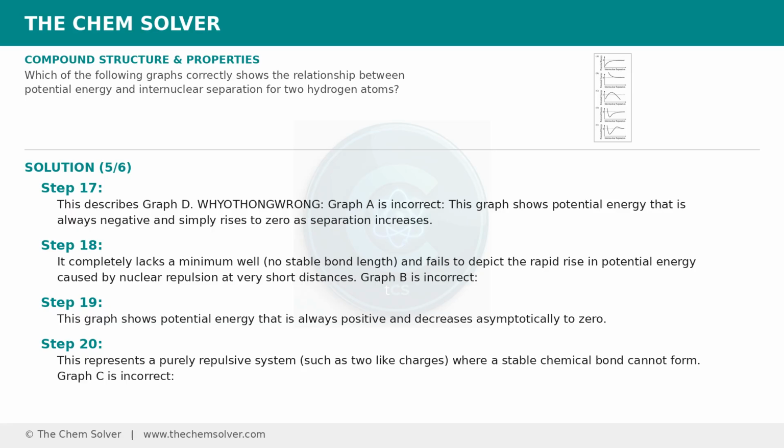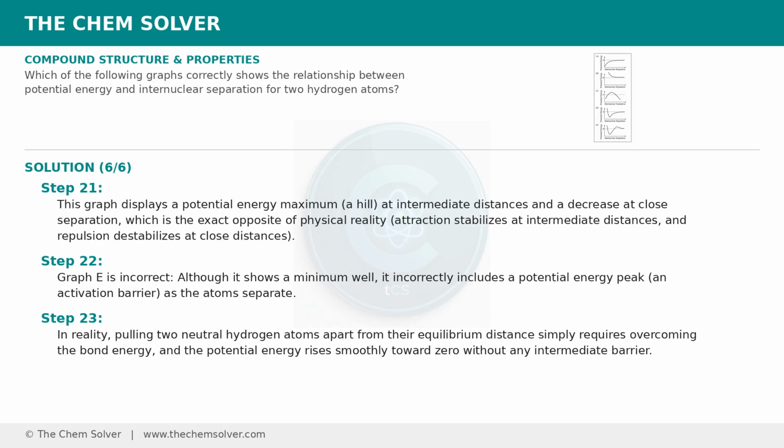Graph C is incorrect. This graph displays a potential energy maximum, a hill, at intermediate distances and a decrease at close separation, which is the exact opposite of physical reality. Attraction stabilizes at intermediate distances, and repulsion destabilizes at close distances.